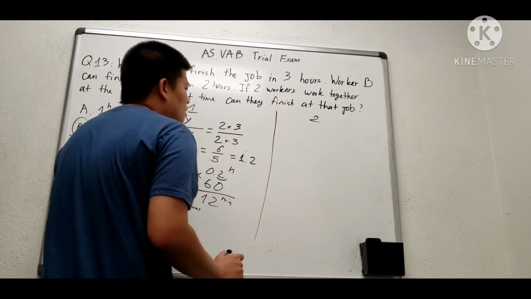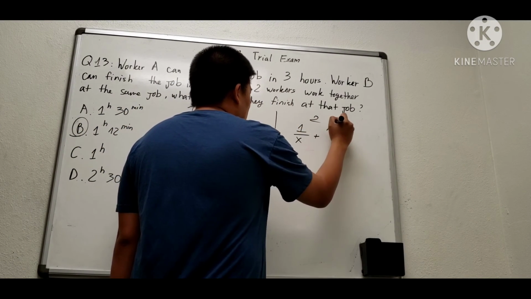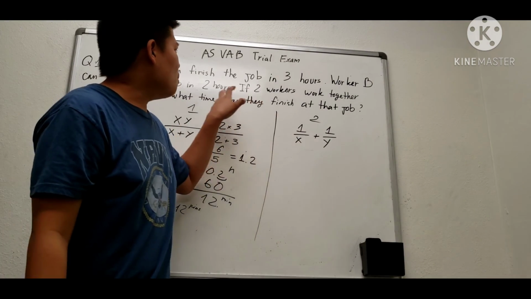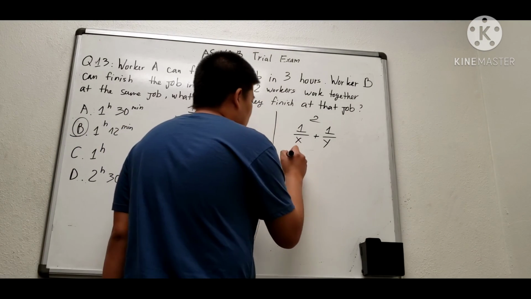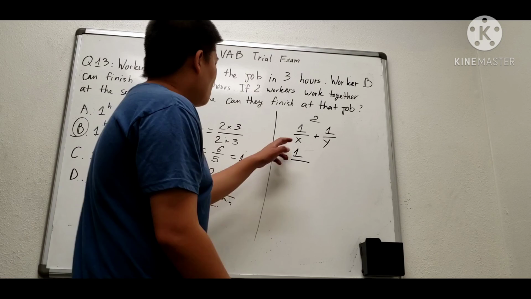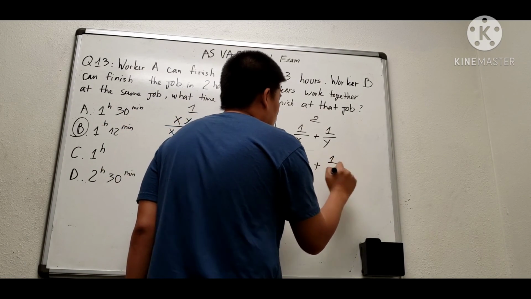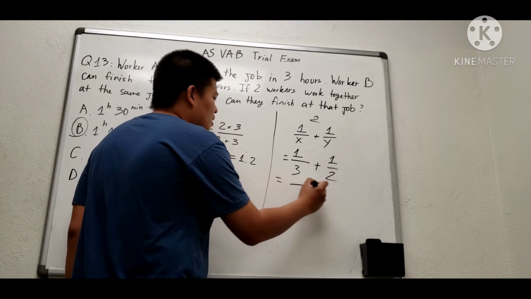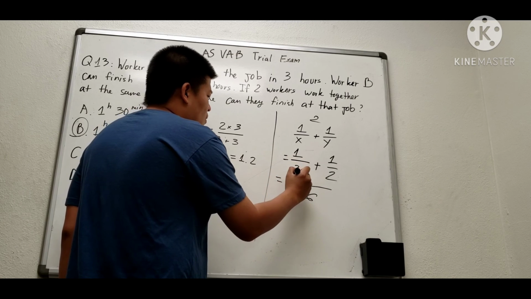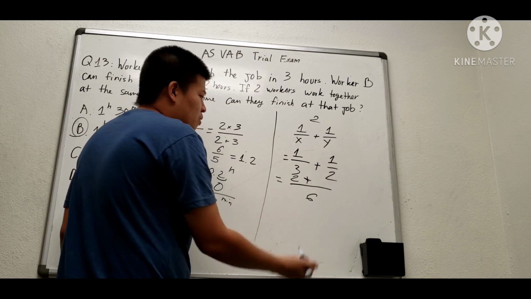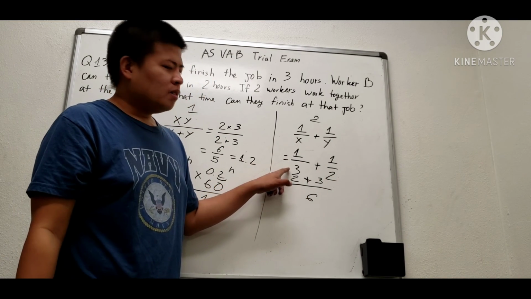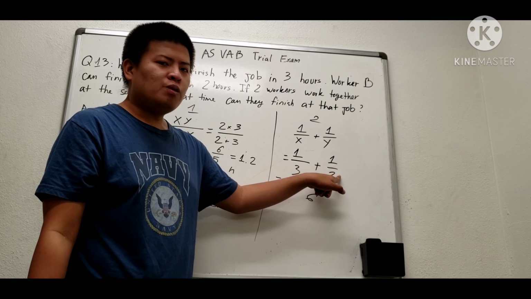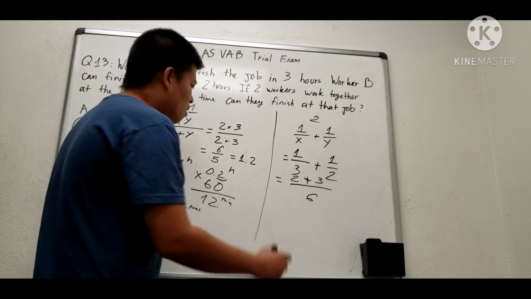Technique number 2. We have 1 over X plus 1 over Y. X is the time of worker A, and Y is the time of worker B. So you just input inside the formula. X is 3, Y is 2. So 1 over 3 plus 1 over 2, we put a common denominator. That's 6. 3 multiplied with 2 is 6, and the number 2 goes on the numerator, because in this fraction we need to multiply with 2. In 1 over 2, you need to multiply with 3, so you get 3 in the numerator, and you get 5 over 6.